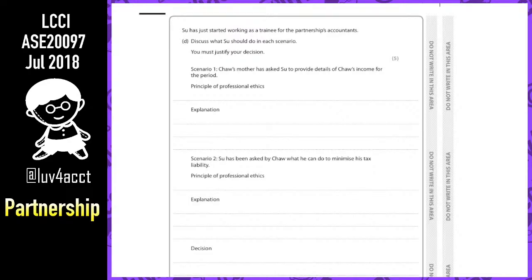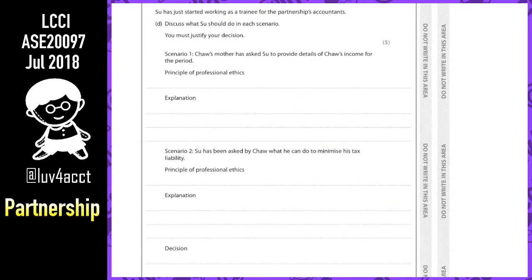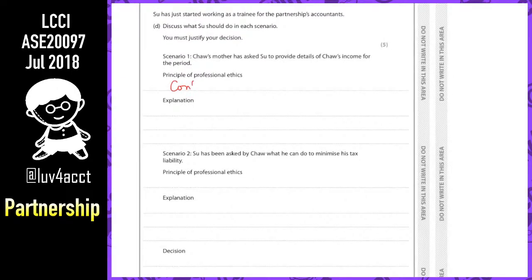Discuss what Sue should do in each scenario. Cho's mother has asked Sue to provide details of Chu's income for the period. Okay, principle of professional ethics. Of course it is confidentiality.